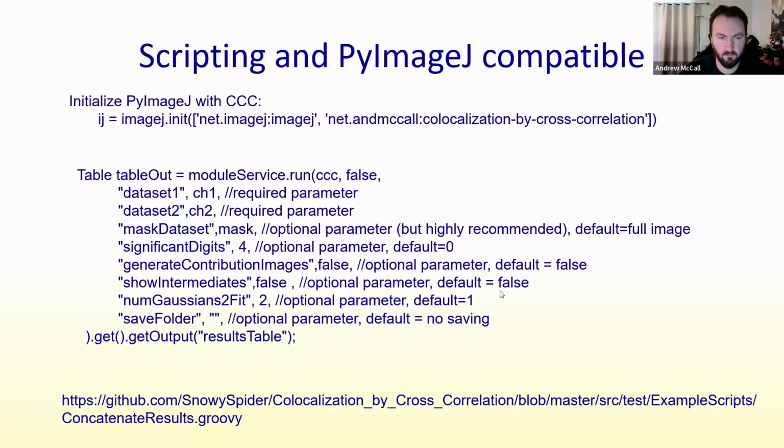All right. So now that you've seen how everything works, I just wanted to mention that CCC is scripting and PyImageJ compatible. So if you're using PyImageJ, you can initialize it with colocalization by cross-correlation. And this is an example Groovy script right here with all of the parameters showing. Many of these are optional. You don't have to use them. And then I also have an example on the GitHub for colocalization by cross-correlation example script where it concatenates the results across multiple different analyses into one big table.